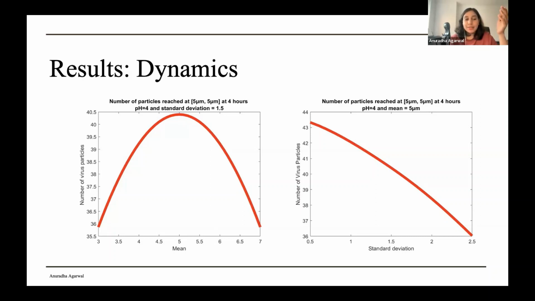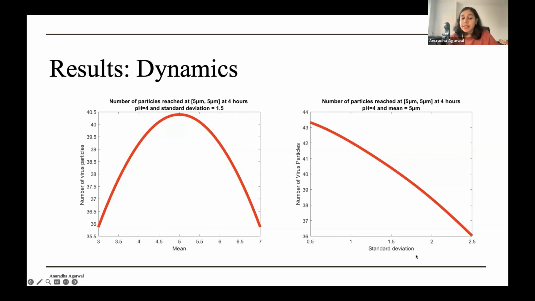So it is sort of obvious to think that if the mean is towards the left or towards the right, it would take longer for the particles to reach the middle point. So that's why we see that when the mean is going away from 5 on both sides, the number of particles that reach the target at a particular time point is less.